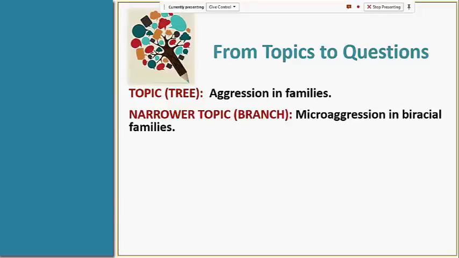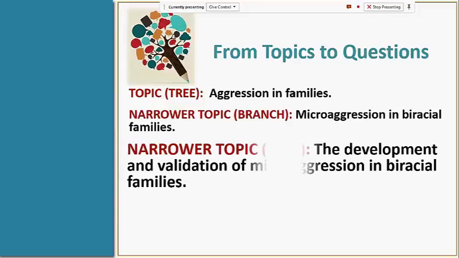It's important to narrow it even further. So I narrowed it down to the development and validation of microaggression in biracial families. So I broke down this part further. So I think that's a pretty good area to start with as far as a topic for a dissertation. This person will probably need to define further what development and validation mean in the context of microaggression, but it's a good place to start.